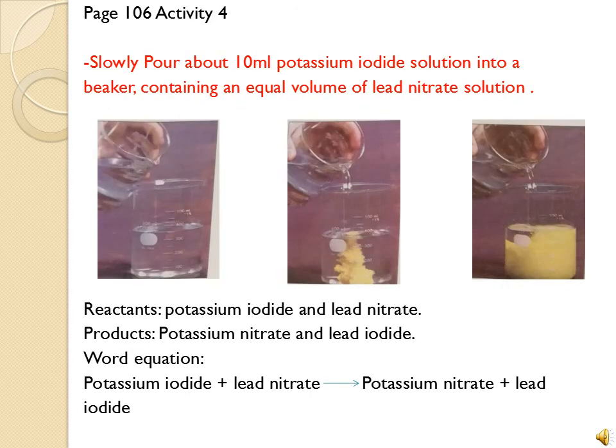Discover more signs of chemical reaction and move to activity number 4. Slowly pour about 10 milliliters of potassium iodide solution into a beaker containing an equal volume of lead nitrate solution. Potassium iodide and lead nitrate are chemical substances. You will hear the term chemical substance a lot, but even if you don't know them or can't see them, it's not a big problem.